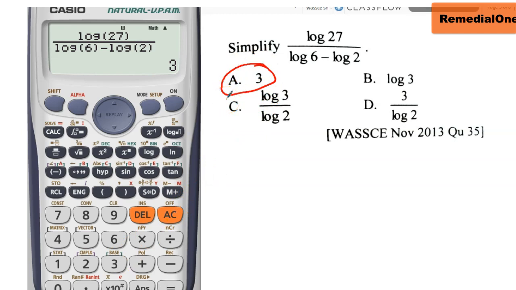We're making it easy and easier for you guys. In this video, we have looked at how to use a calculator to solve logarithmic equations and expressions.